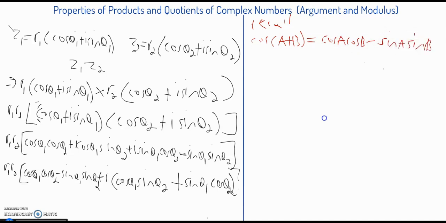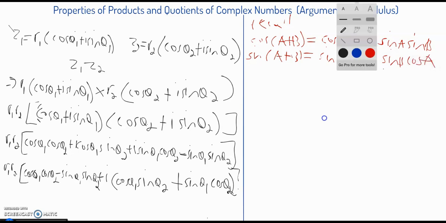Also, if we look at the imaginary part, which is cos theta 1 sine theta 2 plus sine theta 1 cos theta 2, we would notice the compound angle formula for sine popping up here. So I'm going to have the sine of A plus B, which is equal to sine A cosine B plus sine B cosine A.